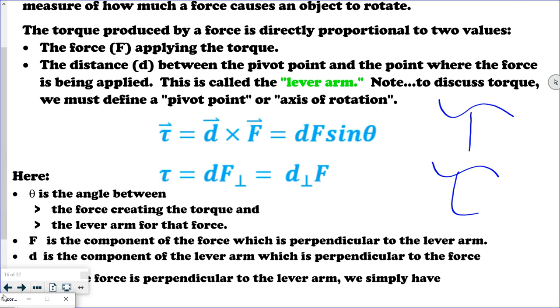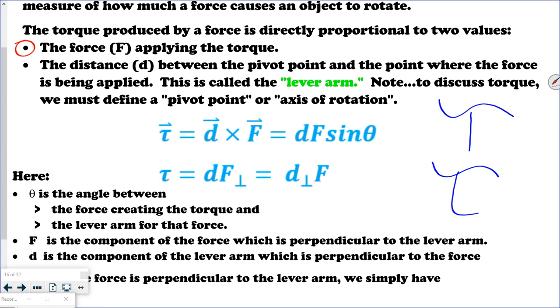Okay, so the torque produced by a force is directly proportional to two values. The force being applied to the object, or the force applying the torque, all right? And it's worth noting here, when you're calculating torques, I think you always consider each force independently and calculate the torque provided by that force. So if there are three forces, you're going to calculate three separate torques. And then we'll learn later on that you can add those up, just like you'd add vectors.